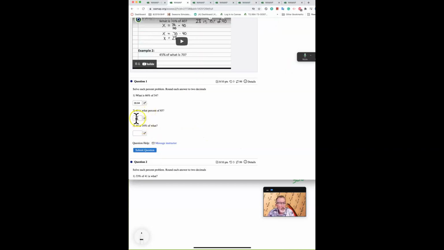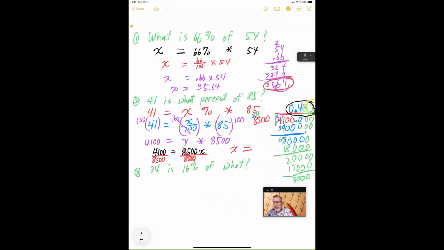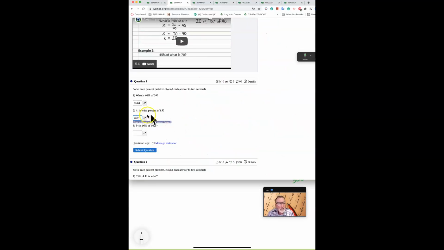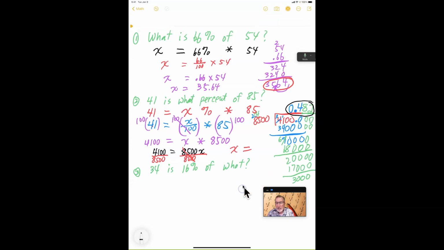What percent of 85? So this is 48.2, and I guess we have to go further with our math. They want each answer rounded to 2 decimals. So we need to go out a little bit further, because this is enter an integer or decimal number. We need a couple more decimal places.